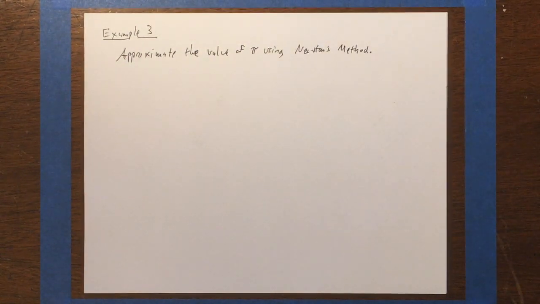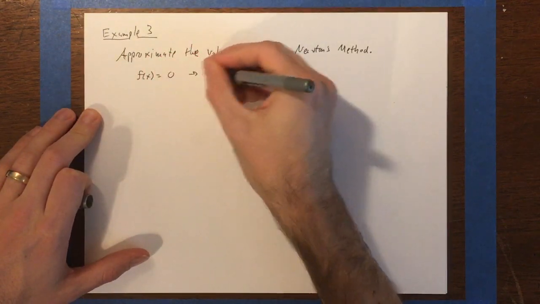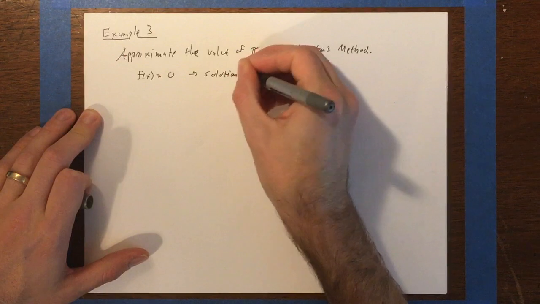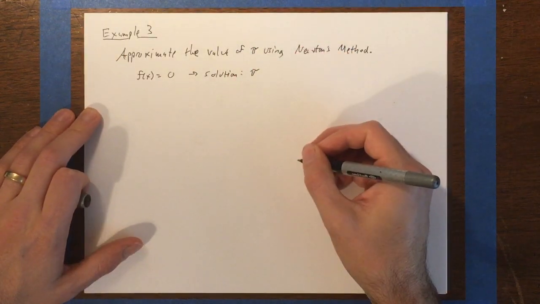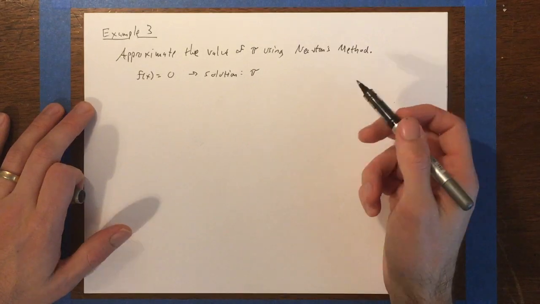Okay, folks, I want to do one more example of a Newton's method problem. In this example, we're going to use Newton's method to approximate the value of pi, which is, I hope, a very familiar irrational number. To do this, we need to come up with some function f of x where, if you set it equal to 0, a solution would be pi. So we need a function that has pi as a 0.